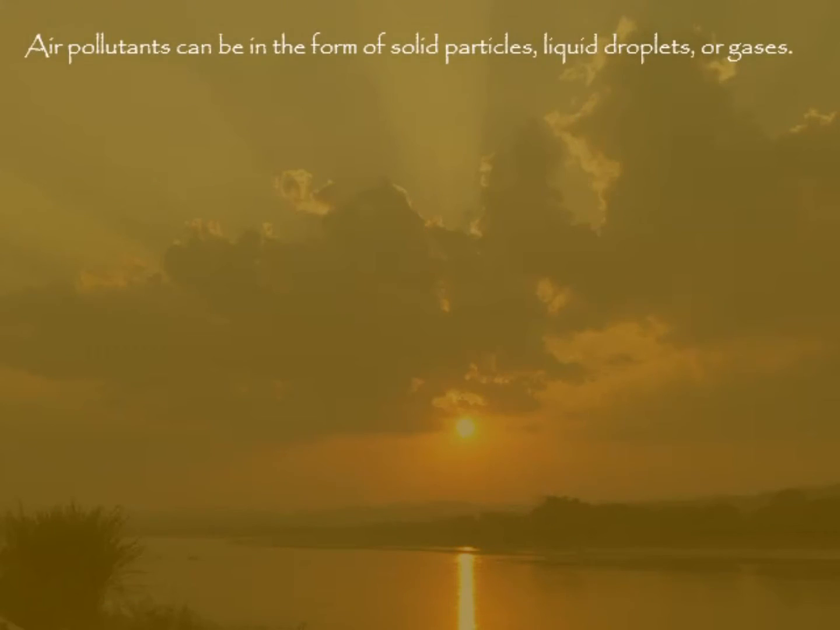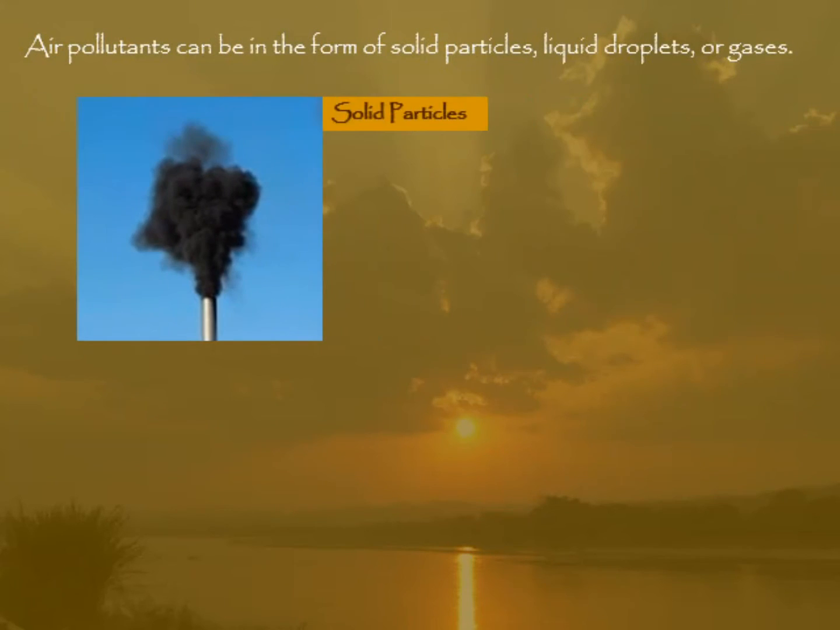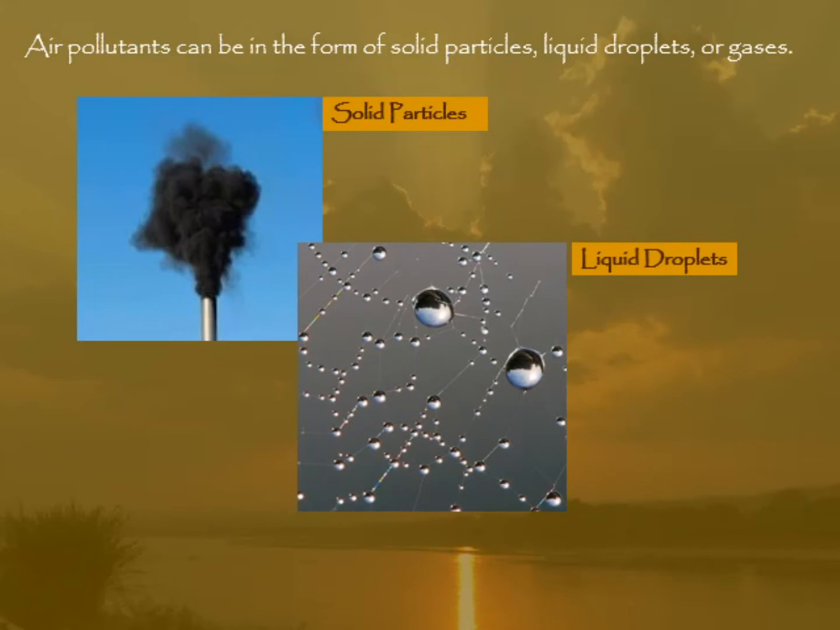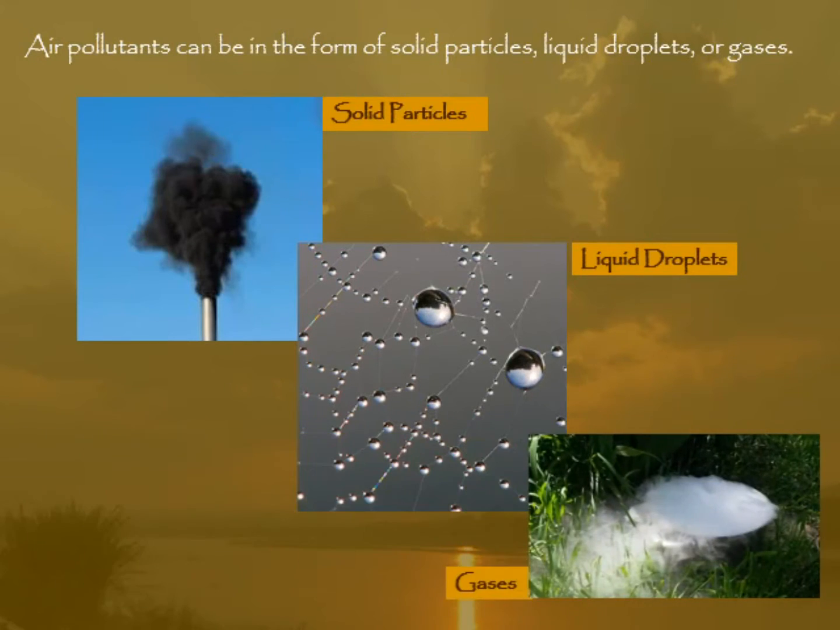So we find air pollutants in three different forms usually. Solid particles, which are small particles of soot or grit or pollen that float around in the air because they are so small. The same can happen to liquid droplets, tiny little drops of liquid that are small enough to float around. And of course there are also gases which can get into the air.